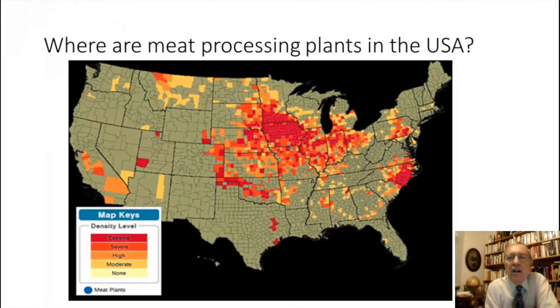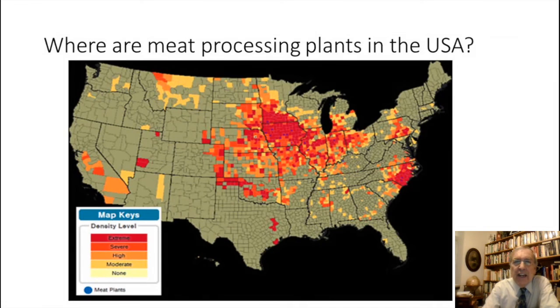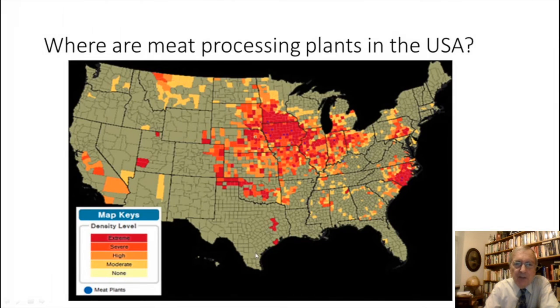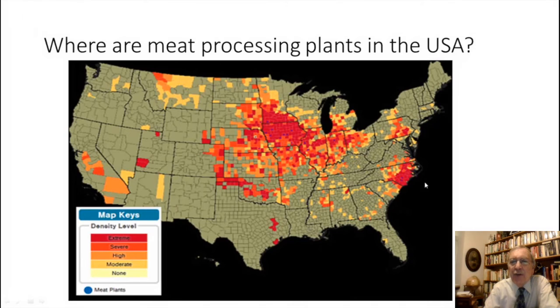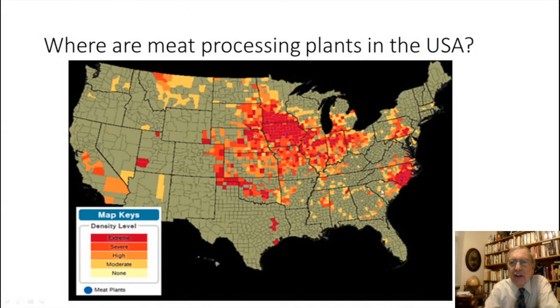And where are meat processing plants in the U.S.? They're where the animals are. This is a map of density. It's an interesting map, the density of meat processing plants. How many meat processing plants are there in each county, so to speak? Well, and they're here for different animals. So you have, this is the pork processing area of Eastern Carolina.